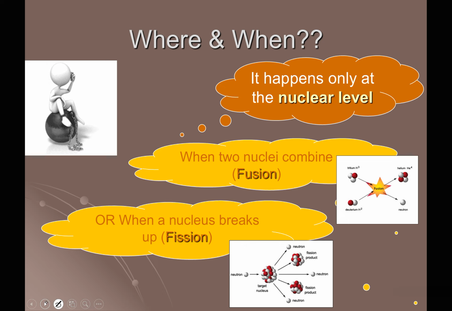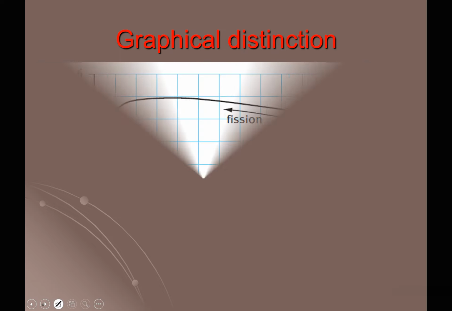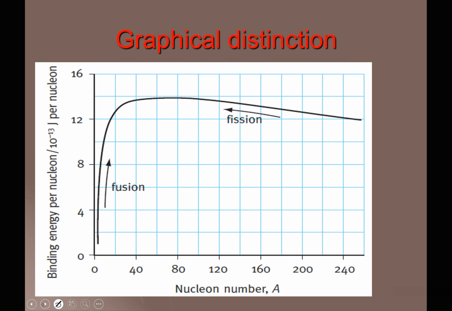Okay, so we now know the difference between nuclear fusion and nuclear fission. Let's distinguish the two terms using a graph. Remember we said for fusion, the lighter nuclei must combine. And as they combine, the nucleon number tends towards this region of stability.